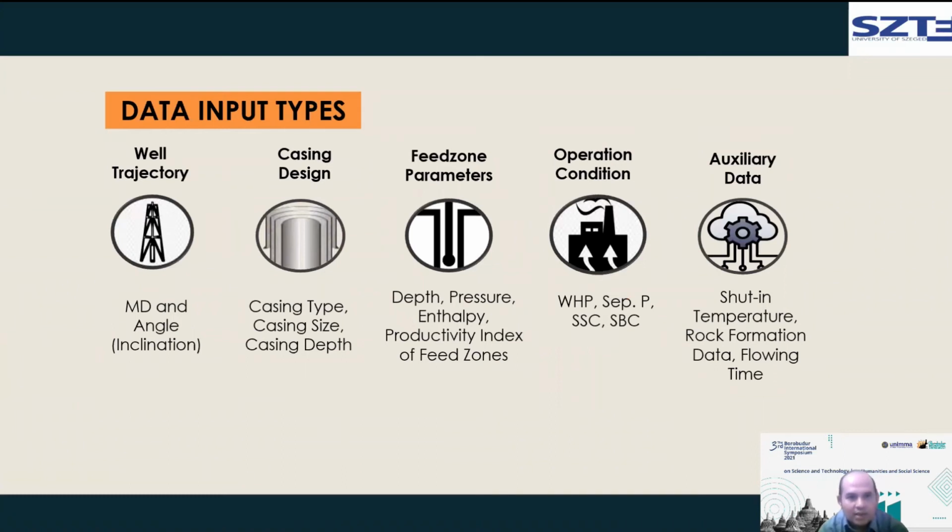And the data that we input into the JIWAFlow, first we have the well trajectory, which includes the measured depth and angle. We also put in the data of the casing design, which has the casing type, the casing size, and also the casing depth. And then the feed zone parameters as well. We have the depth, the pressure, the enthalpy, and also the productivity index of the feed zones.